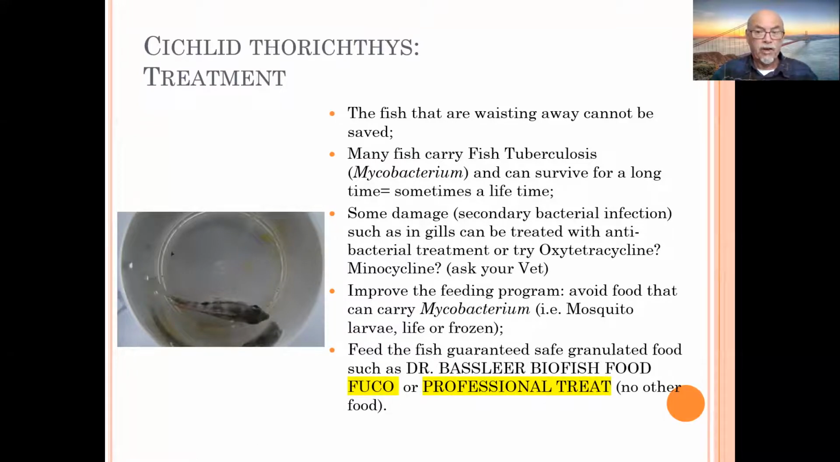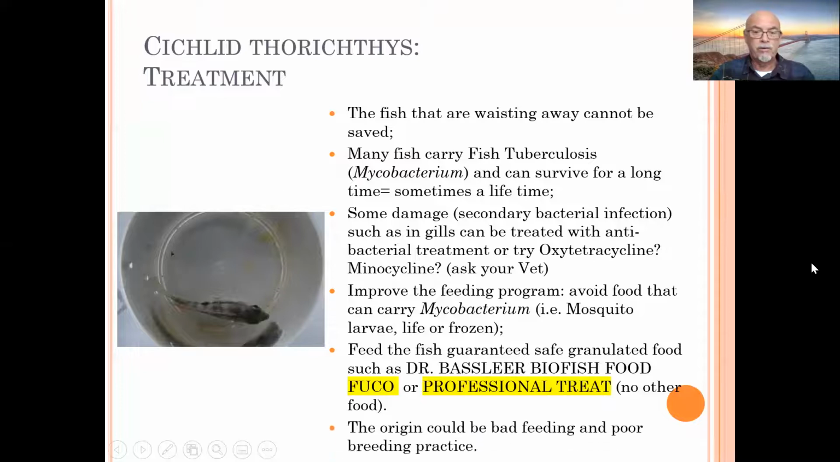We recommend to feed the fish a guaranteed safe granulated food like our Dr. Bassleer Biofish Food Fuco. The Fuco is an extract from fucoidan, which helps control the bacterial infection. And Professional Treat is also a mix of different herbs that helps the fish to recuperate or to control the bacterial infection. Meanwhile, do not give other fish food during 3-4 weeks. Just give the granulate and inform the breeder, because usually it's the breeder with poor breeding practice, overcrowding, dirty water, and a bad feeding program that is creating this problem. You should try to go to the source.